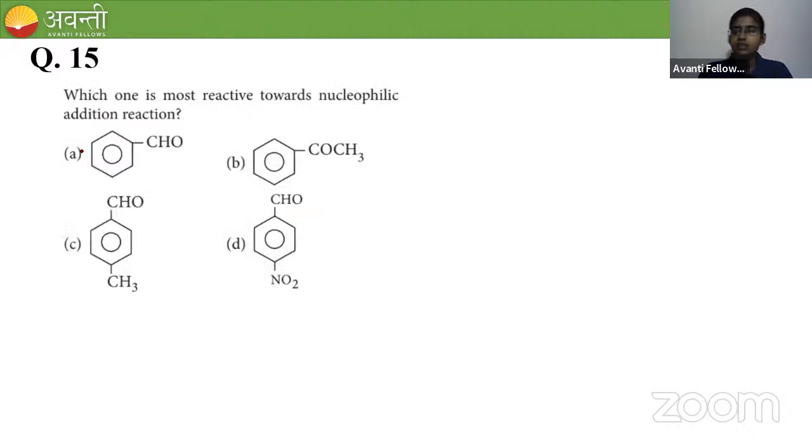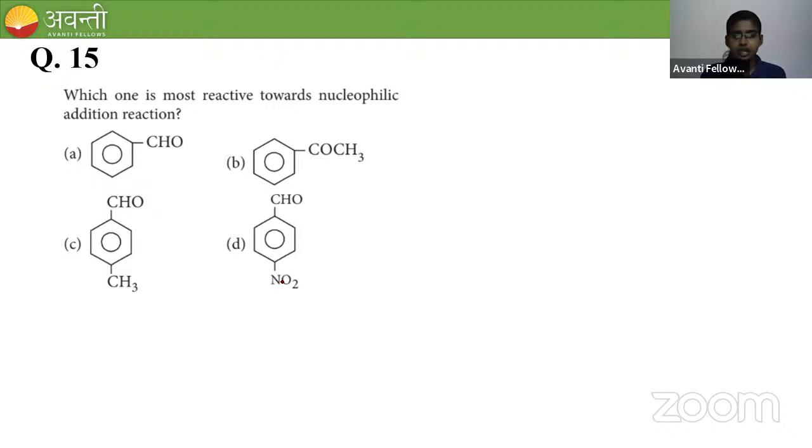So we'll go for question number 15. Which one is most reactive towards nucleophilic addition reaction? Again, you have to use that statement which I have told you for the previous question, that is, aldehydes are more reactive than ketones, right? So that concept you can use here. And with that concept, you have to use one more concept also. Just try to find out the answer and then we'll discuss.